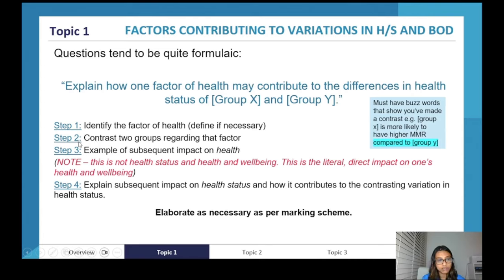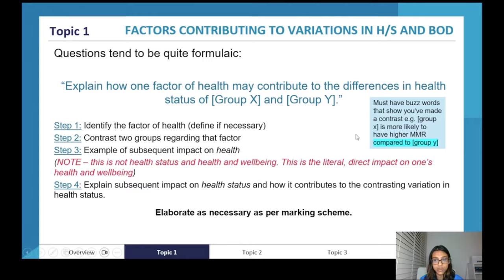Then you have to contrast the two groups regarding that health factor, and then explain, and then you have the example of the subsequent impact on health. So that's your link. That's your logical sort of cause and effect relationship. And then you explain that in terms of health status.